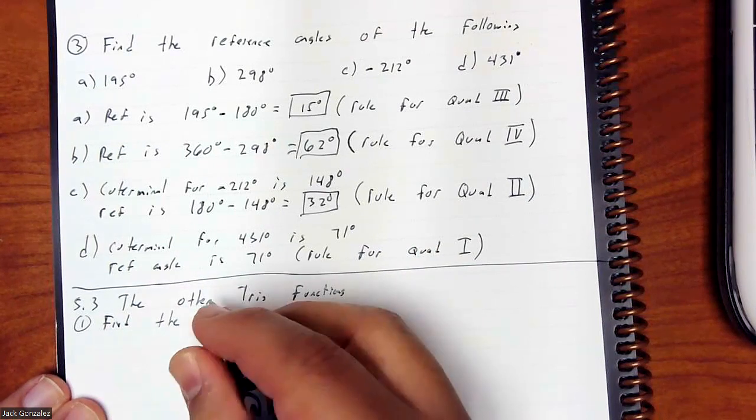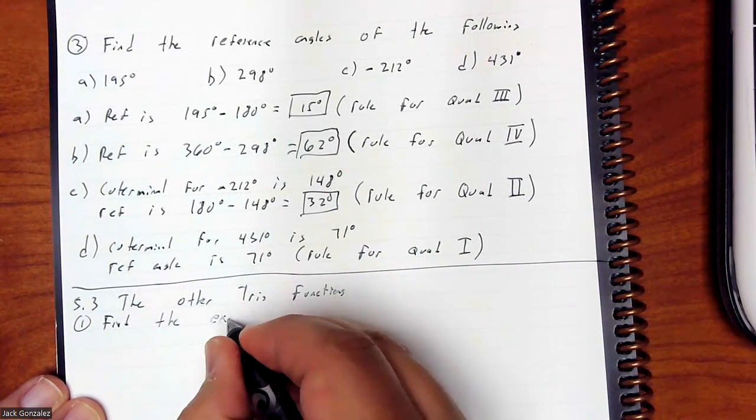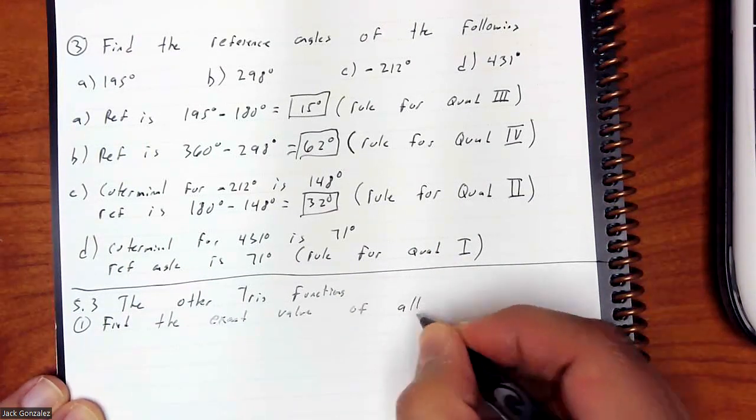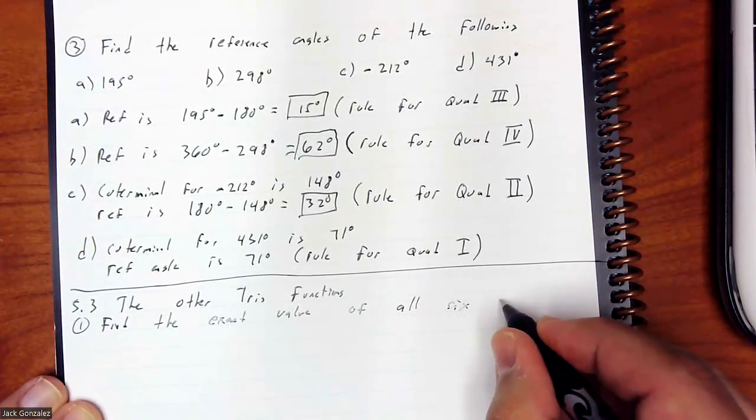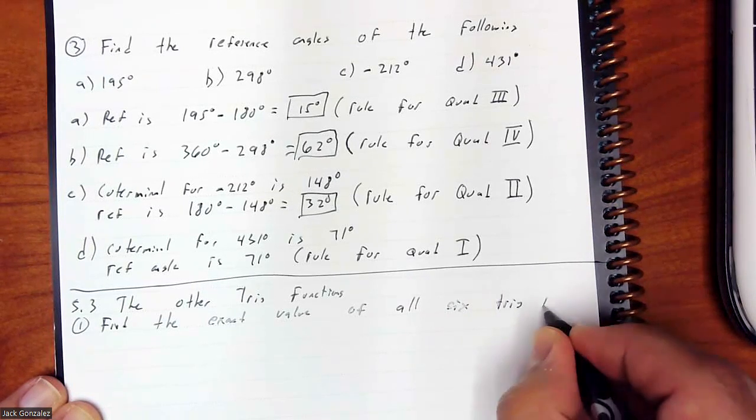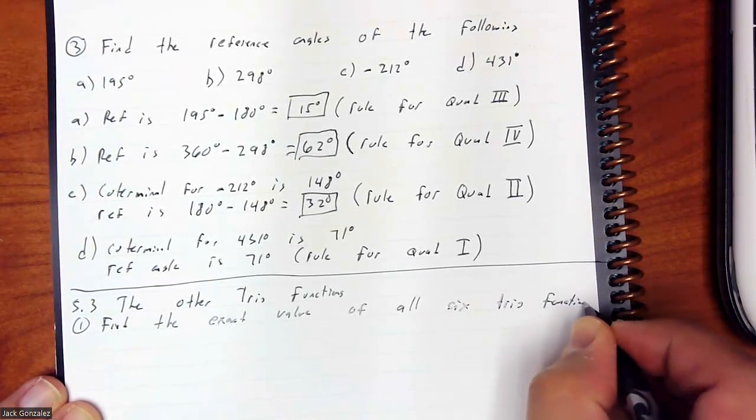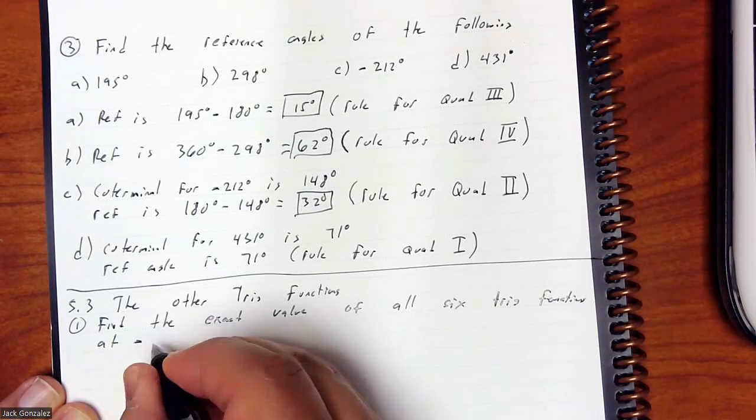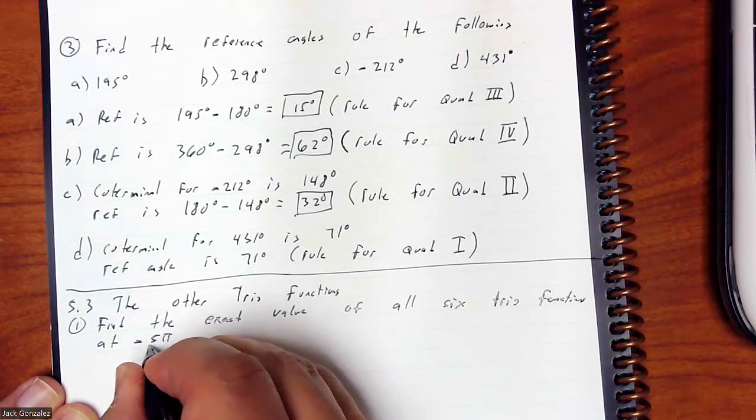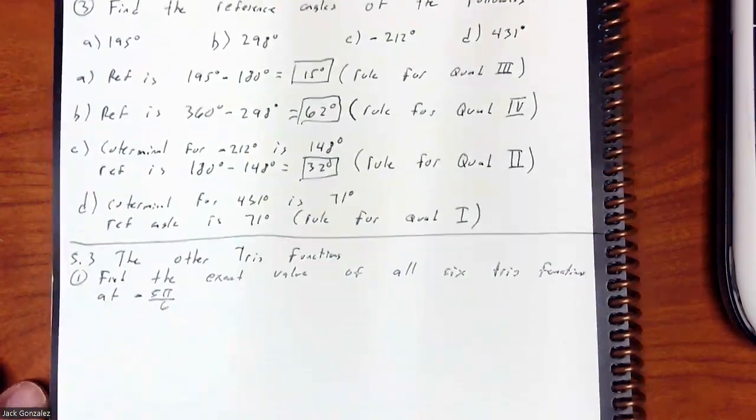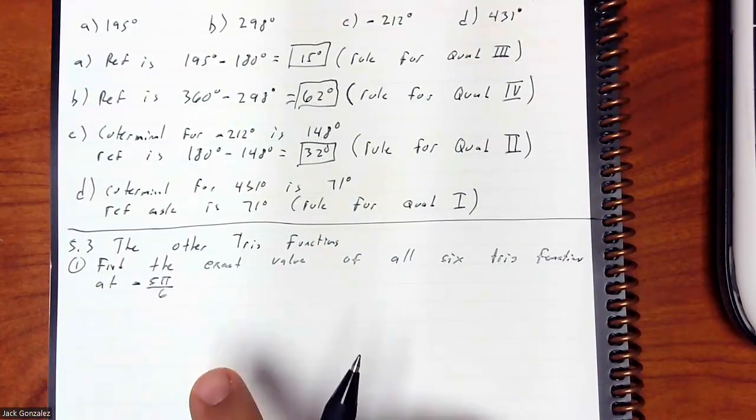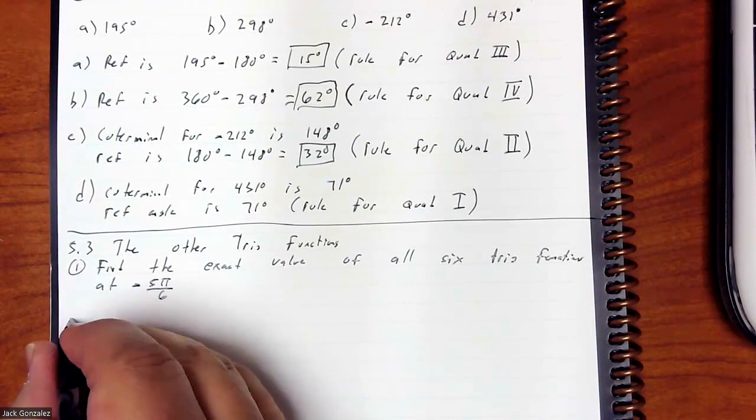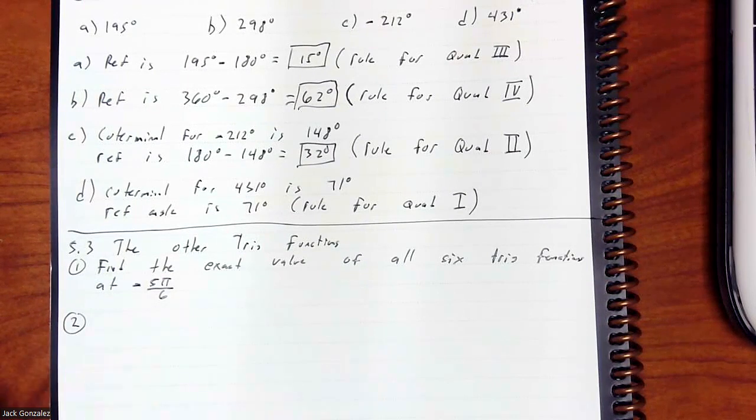Find the exact value of all 6 trig functions. I forgot the other one was only sine and cosine. At negative 5 pi over 6. So you would find the coterminal and then just plug it in, right? That's it. Use your circle. So I'm going to move on.